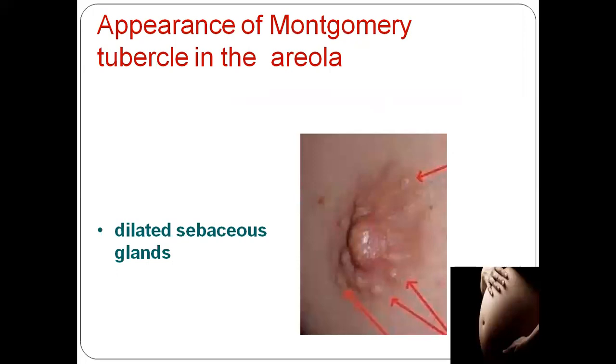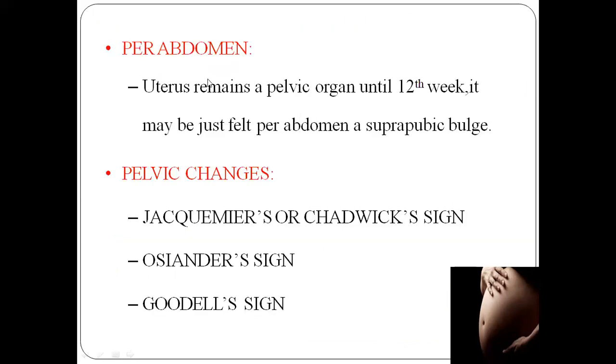Now here you can see the Montgomery's tubercles. These are small tubercles which become evident during pregnancy. This is a dilated sebaceous gland, and it secretes sebum and keeps the surrounding part, that is the nipple and areola, moist.